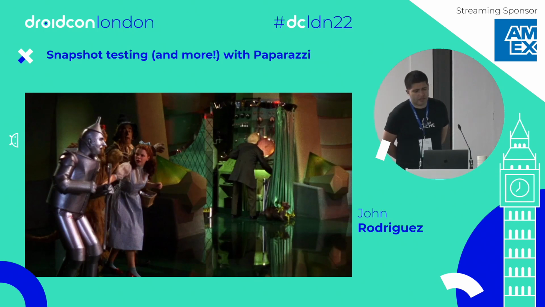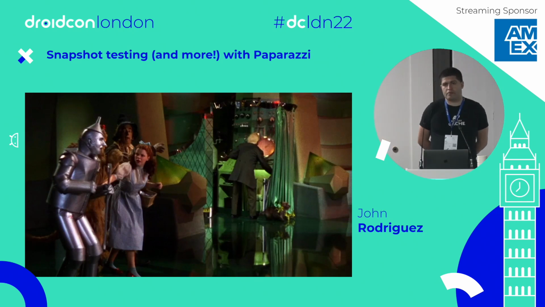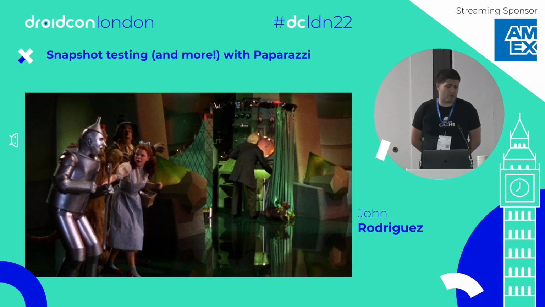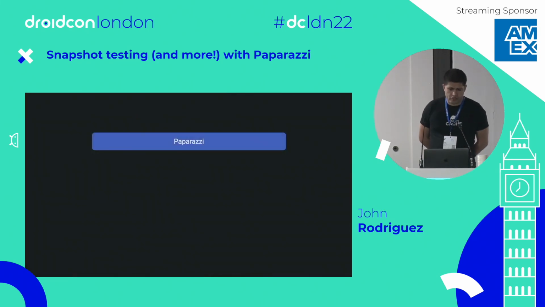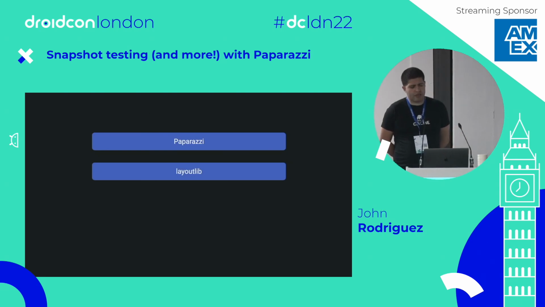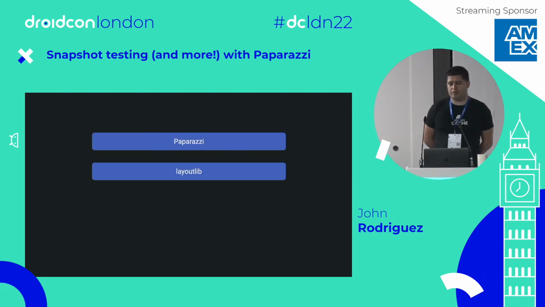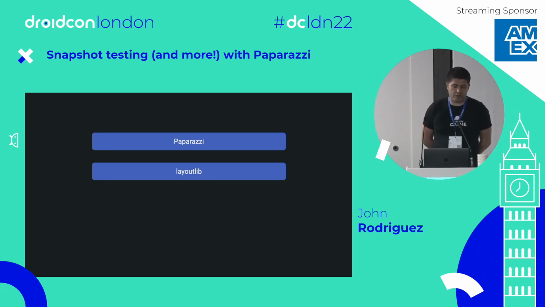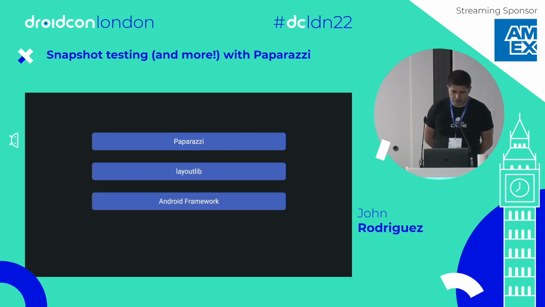Okay, so that was a high level of how you use Paparazzi if that was the first time you've seen it. Now let's look behind the curtain at how it works internally. Paparazzi, as I mentioned, is a JUnit rule, and the magic behind it is this library called Layoutlib. Layoutlib is the internal API that drives the Layout Inspector and the preview feature of Android Studio. And if you look in the open source repository, you'll see that code.